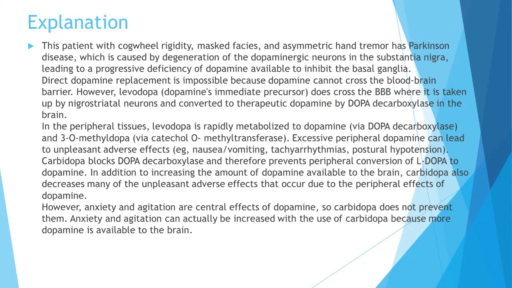So this patient with cogwheel rigidity, masked facies, and asymmetrical hand tremor has Parkinson's disease, which is caused by the degeneration of the dopaminergic neurons in the substantia nigra, leading to a progressive deficiency of dopamine available to inhibit the basal ganglia. Direct dopamine replacement is impossible because dopamine cannot cross the blood-brain barrier. However, levodopa does cross the blood-brain barrier, where it is taken up by nigrostriatal neurons and converted to therapeutic dopamine by dopa decarboxylase in the brain. And everything else in the slide is whatever I just told you while explaining the figure.